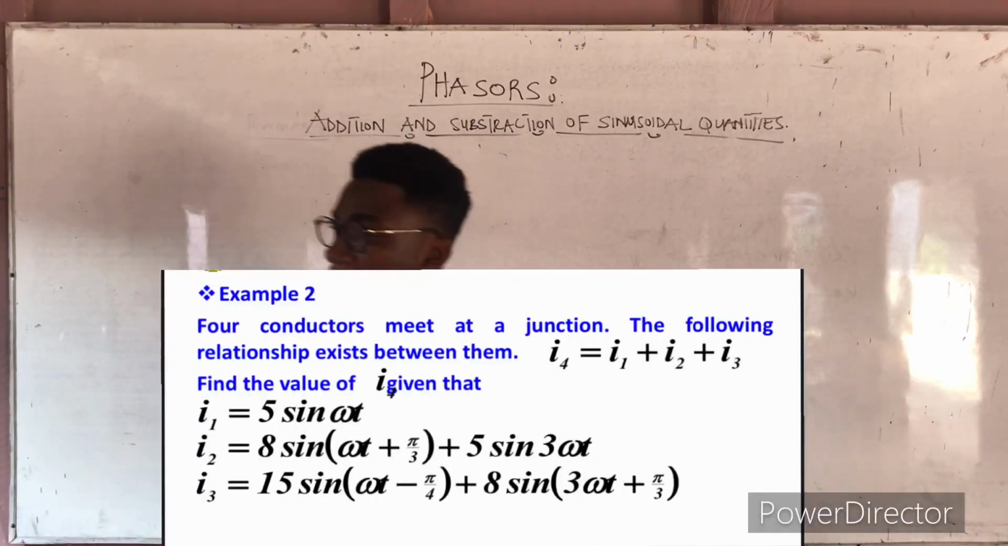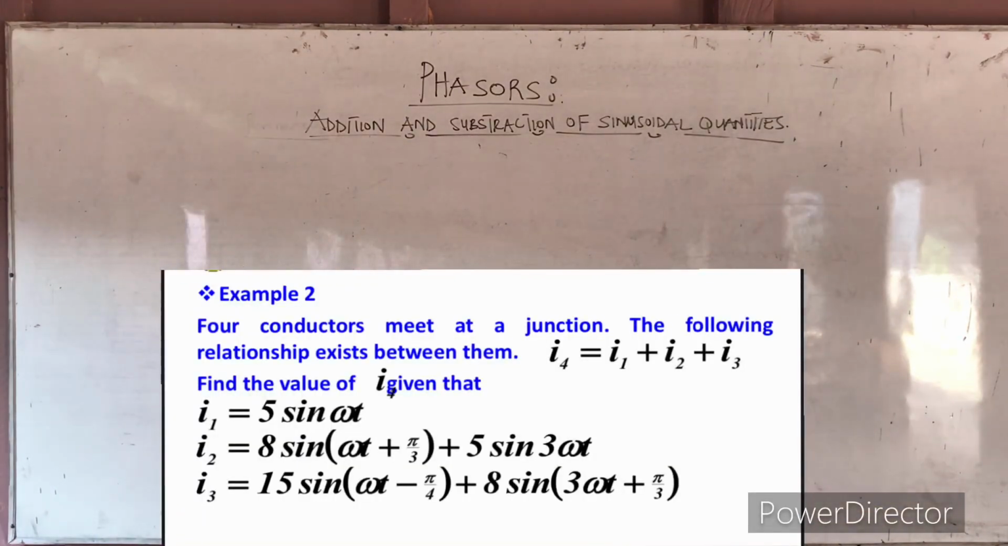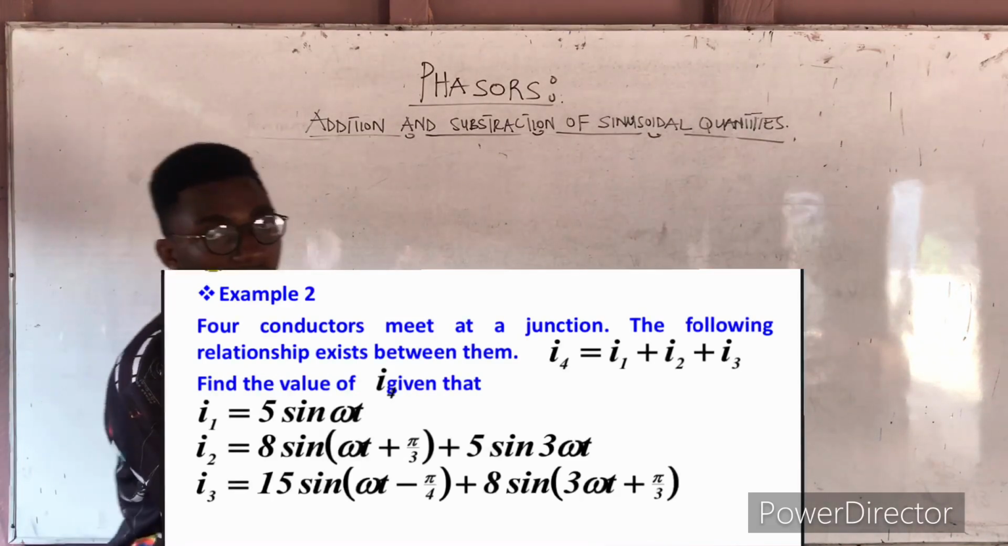Four conductors meet at a junction. The following relationship exists between them: I4 equals I1 plus I2 plus I3. You're asked to find the value of I4 given that I1 equals 5 sine omega t, I2 equals 8 sine (omega t plus pi/3) plus 5 sine 3 omega t, and I3 equals 15 sine (omega t minus pi/4) plus 8 sine (3 omega t plus pi/3).